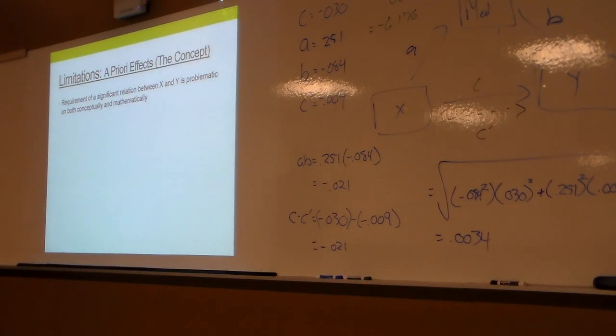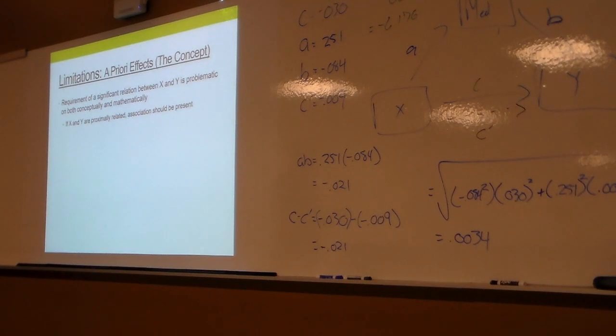We also have this concern with our causal steps approach, where we're saying that X and Y need to be related to one another. We need to have an initial relation between X and Y before we can proceed, because if X and Y aren't related to one another, then why are we talking about mediation in an association that doesn't exist, right? Which makes some conceptual, or intuitive, sense, right? But conceptually and mathematically, we've got some issues with this, okay?